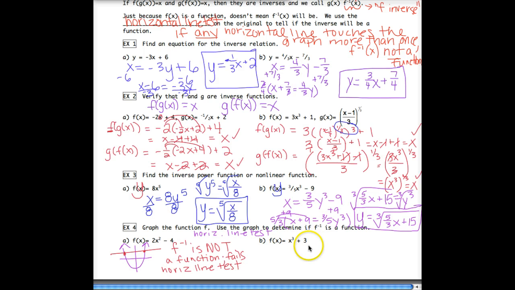Last one, same thing. Type this function into your y equals x cubed plus 3. Draw its sketch. It should look something like this. And then do the horizontal line test. Horizontal line, that only touches once. Once, once, once. All the horizontal lines I'm drawing touch only once. So in this case, f inverse is a function because it passes the horizontal line test.